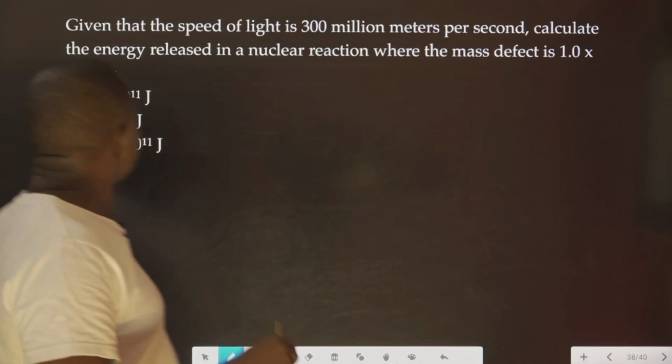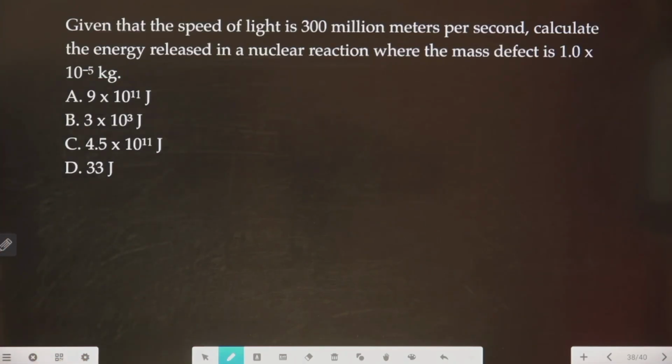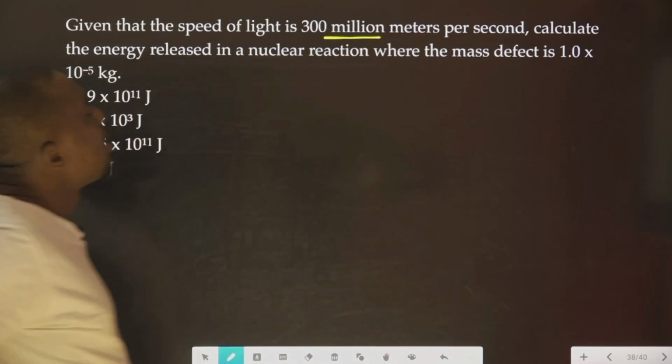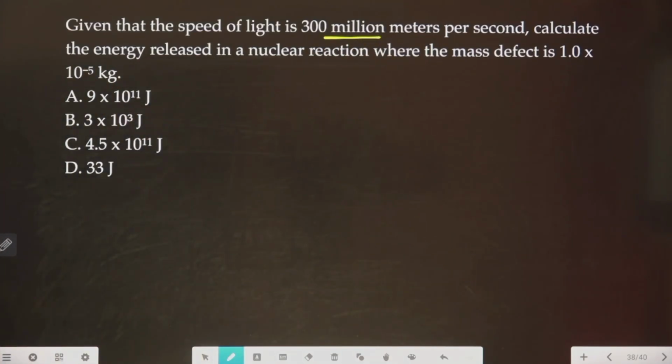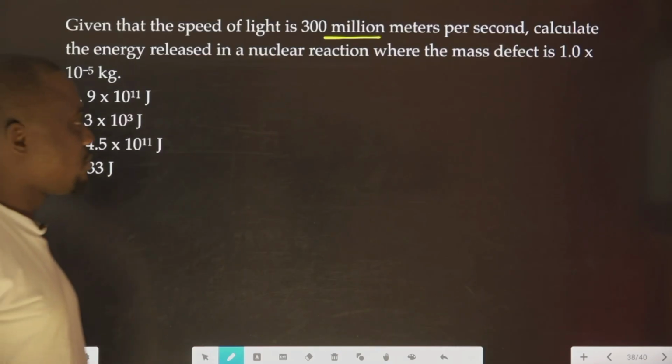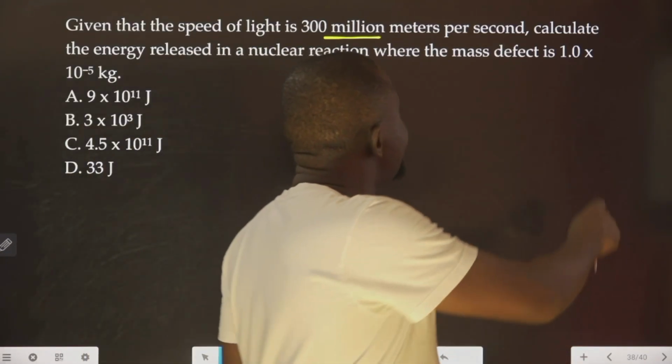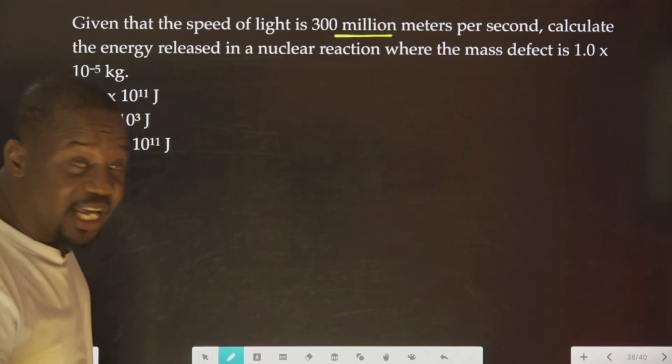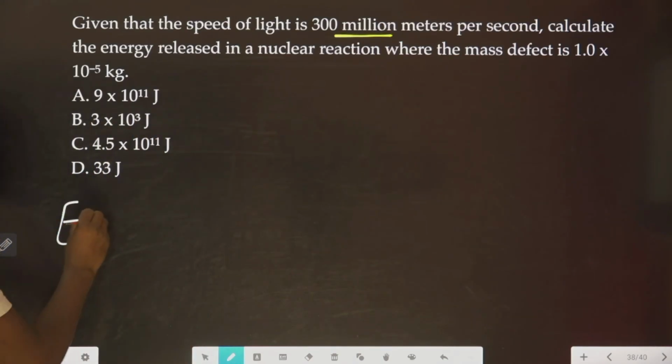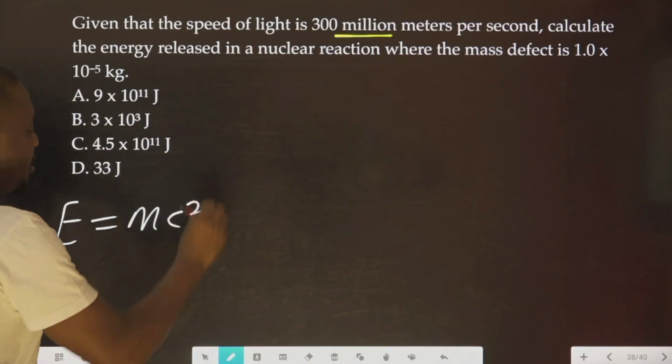Let's look at this. It says what? Given that the speed of light is 300 million meters per seconds. Million, don't forget the million. Calculate the energy released in a nuclear reaction where the mass defect is this. Einstein equation simply say what? This is equal to mc raised to power 2.